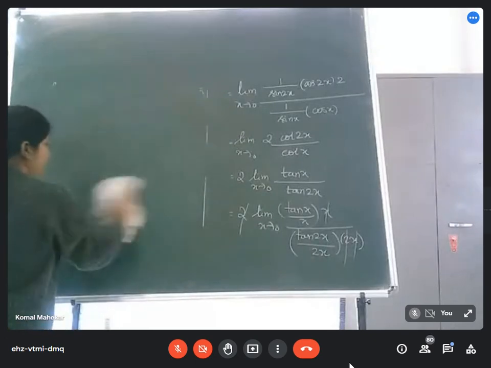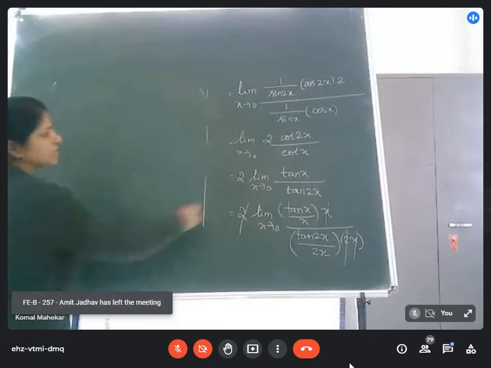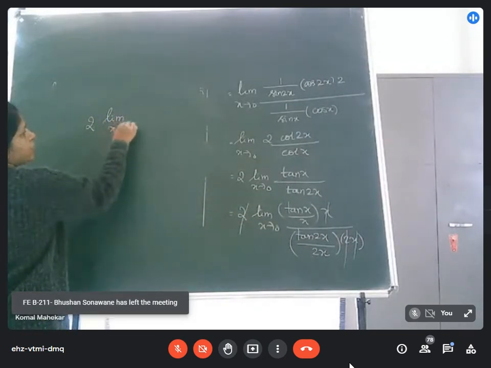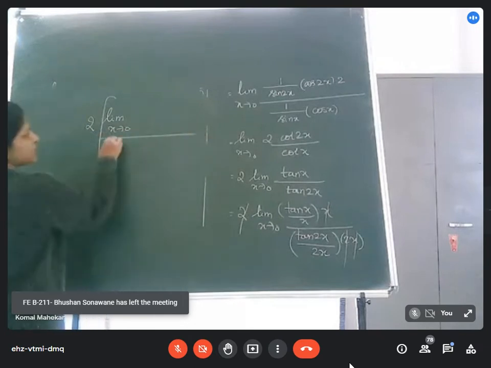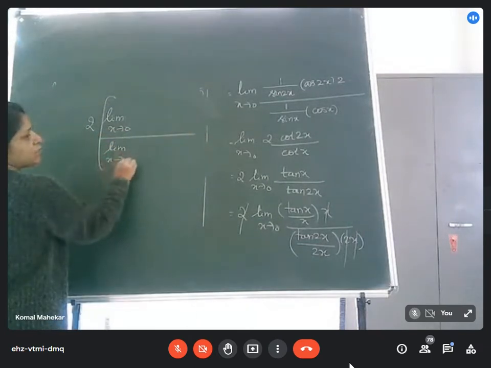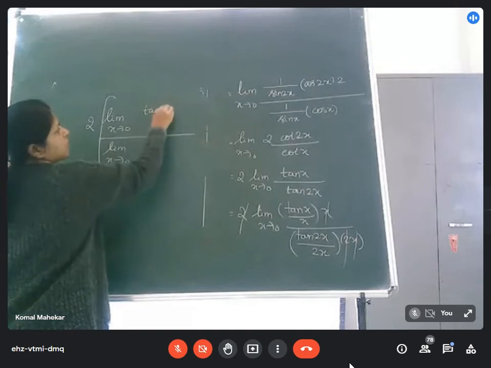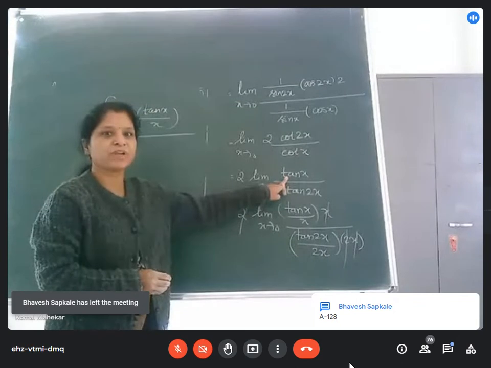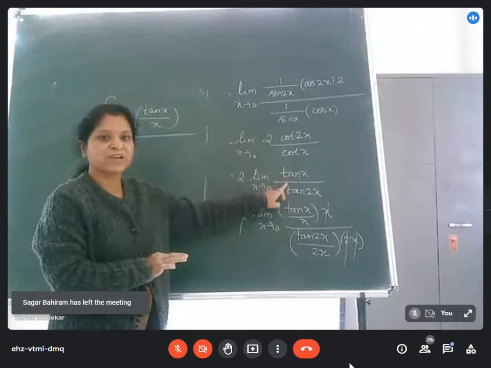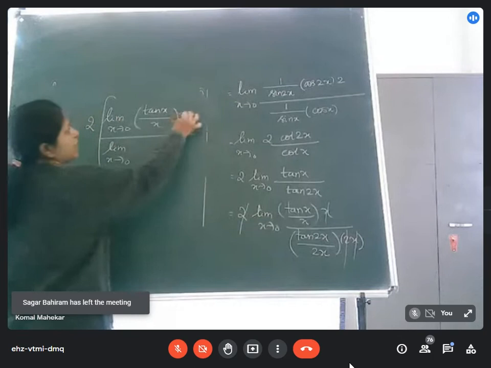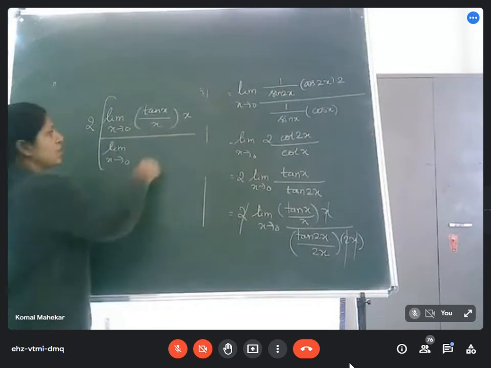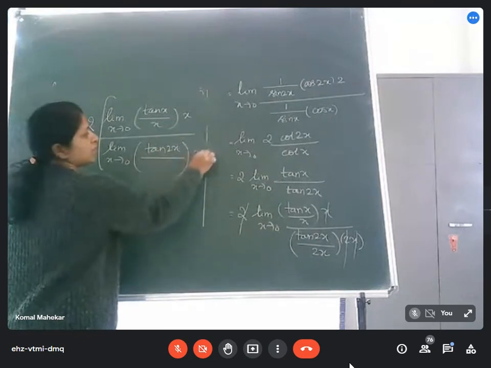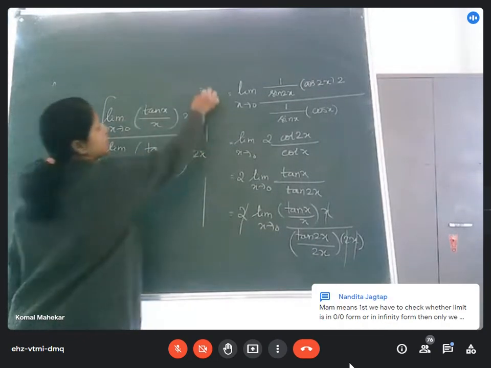We will write this as 2 is constant. Separately, we will apply the limit for the numerator as well as for the denominator. Limit x tends to 0 for the numerator function, tan x upon x. Only the tan x function is there, so for this tan x, we will multiply by x and divide by x. For tan 2x, multiply and divide by 2x.